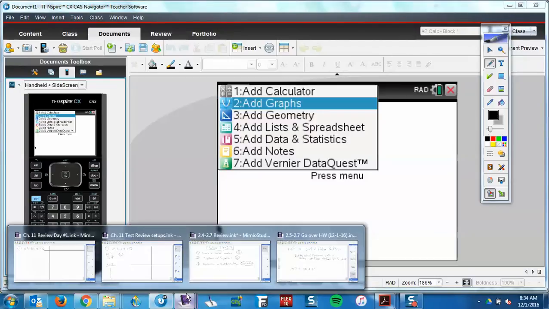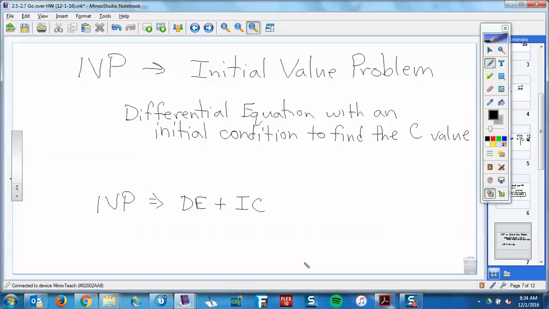All right. Anyway, back to this. So an initial value problem is just a differential equation. If you get a homework problem that says solve the initial value problem, it just means solve the differential equation, right? Do the antiderivative, which is probably what you're doing. But then you can plug in the initial condition, and we'll do an example. So you get your plus C, you can plug in your initial condition, and you can find your C value. That's all that means. Okay.